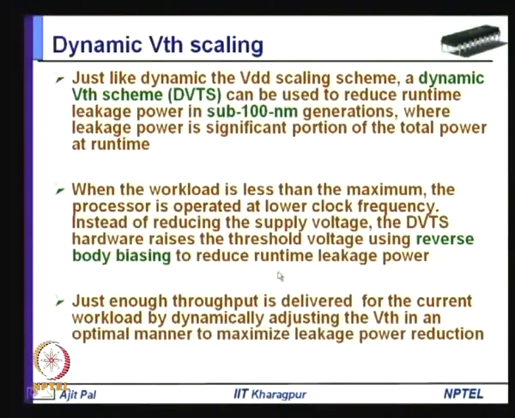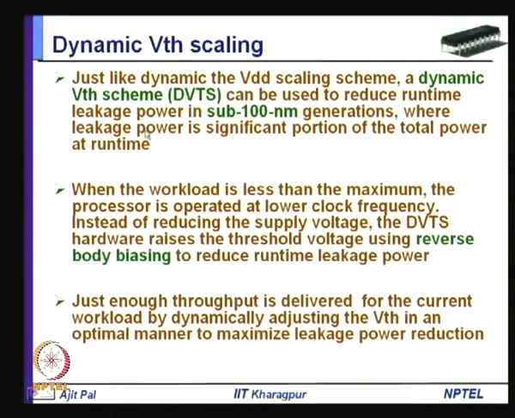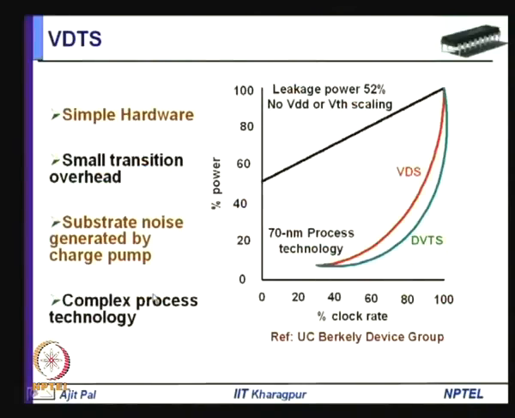So, just enough throughput is delivered for the current workload by dynamically adjusting the VTH in an optimal manner to maximize leakage power reduction. As you reduce the frequency, you will increase the threshold voltage such that the circuit just operates. If you increase the threshold voltage more, the circuit will fail to operate at that frequency. In this way you will maximize the leakage power reduction by increasing the threshold voltage. So, that is the basic approach of this dynamic VTH scaling.